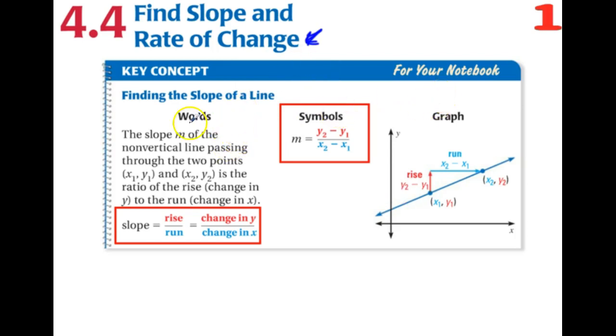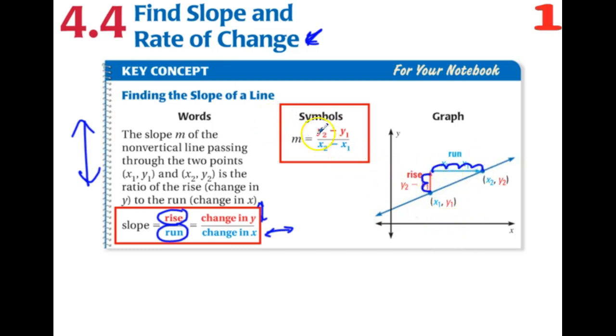So, in words, it says the slope m of a non-vertical line, vertical being straight up and down, through 2 points, x1, y1, and x2, y2, is the ratio, we talked about ratios, of rise, change in our y-axis going up and down, and then change in our x-axis going left to right. So we just call that rise over run. And on a graph we could just count. How many are we going up and how many are we going over?